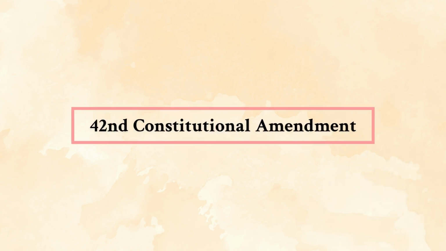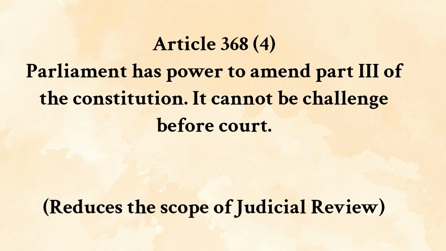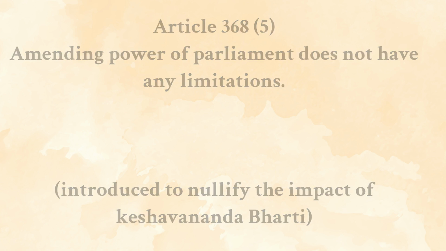As we all know, 42nd Constitutional Amendment is called Mini-Constitution. It has made many changes to the Constitution, which also included addition of Article 13C along with addition of Clause 4 and Clause 5 to Article 368. Clause 4 of Article 368 says that Parliament has power to amend Part 3 of the Constitution, and it cannot be challenged before a court. This reduces the scope of judicial review. Clause 5 says that the amending power of Parliament does not have any limitation. This clause is added to nullify the impact of the Keshavananda Bharti judgment.